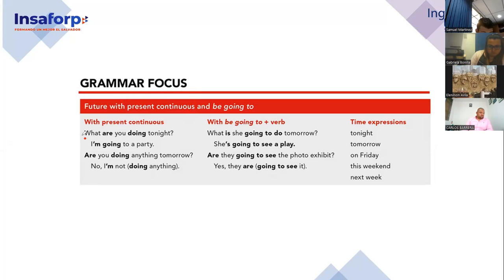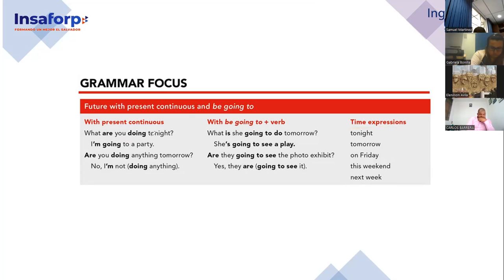What are you doing tonight? What are you doing tomorrow? What are you doing on Friday? What are you doing this weekend? What are you doing next week? ¿Qué más le podríamos agregar? What are you doing on Sunday, probably. What are you doing at 7 p.m.? Y si se fijan, ya estamos haciendo una invitación. What are you doing? And then we need to add a time expression para que ya sea una invitación.